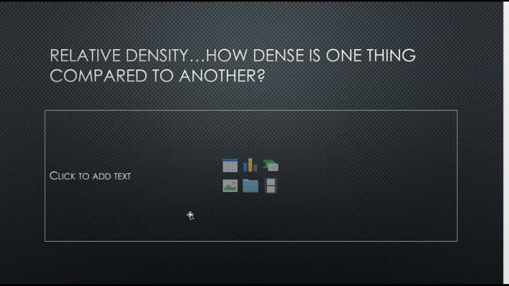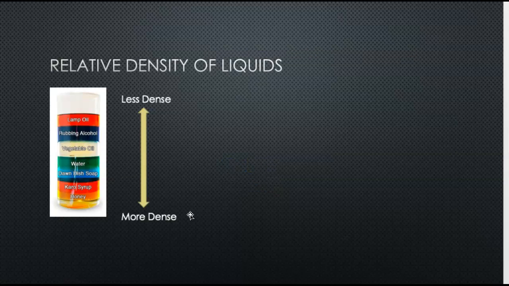But sometimes we don't want to know the exact density of a substance. We just want to know, is it more dense or less dense than something else? And an easy way to do this, or a way people use often, is with liquids, trying to figure out what liquids are more dense than others. So here you can see someone has poured a bunch of different things into a cylinder, and you'll be able to tell easily that these liquids have separated themselves based on density.